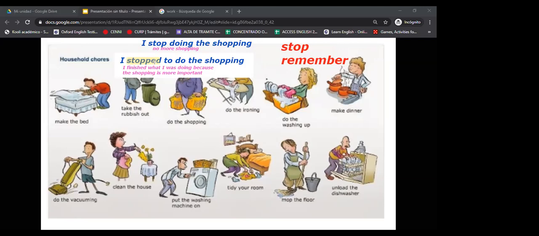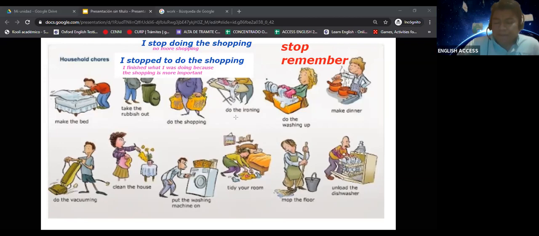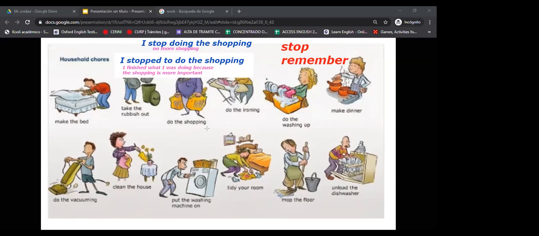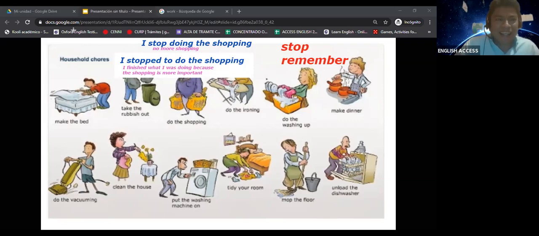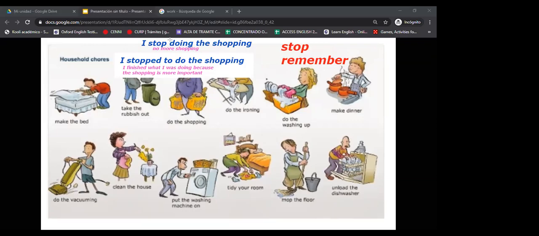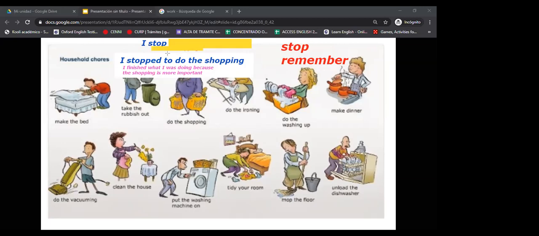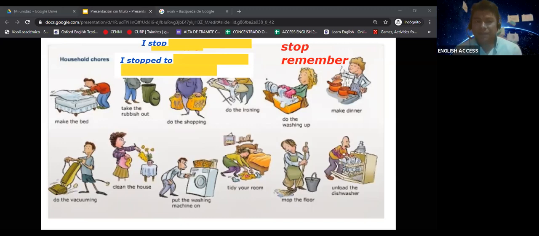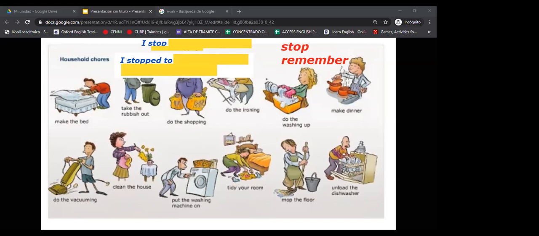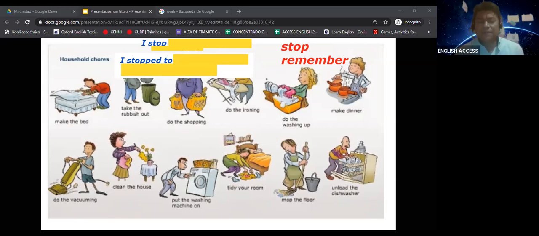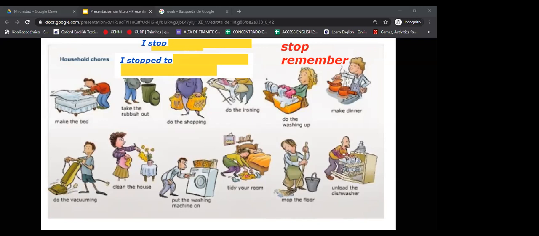Okay. Yes, can you give me another example with the stop? Please. Another example? Yes, of course. I stop to clean the house. Yes, what does that mean? I finish. All right. Can you repeat again, please, your example? I stop to clean the house. Okay, what does that mean? I don't know.